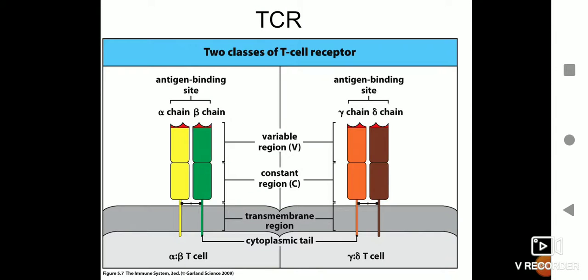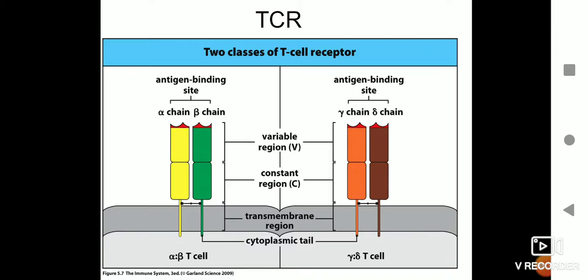Right? Now let us talk about the structure of TCR. As you can see here, there are two classes of T cell receptors. One is called an alpha beta T cell receptor, and the other one is called a gamma delta T cell receptor. Structurally, the T cell receptor has four important regions.